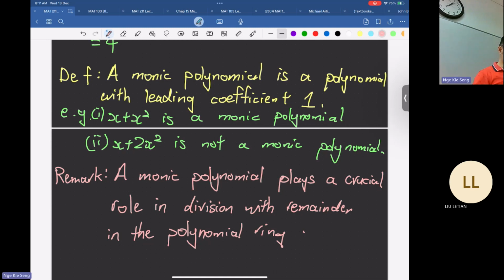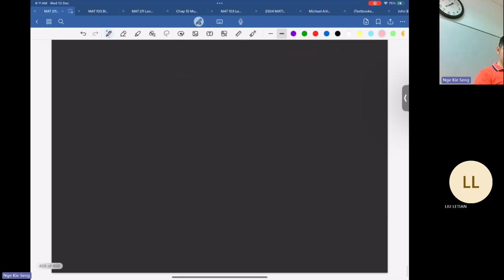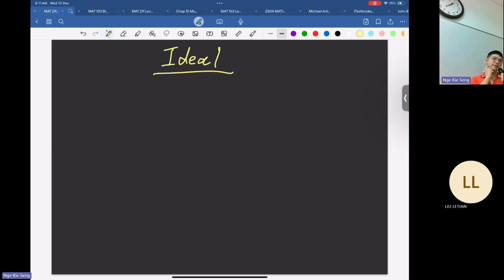Okay, let's continue. So we've talked about polynomial rings. Let's return to the ideal. Last time we stopped at ideal, right? What's this ideal here? So what's the definition of ideal?